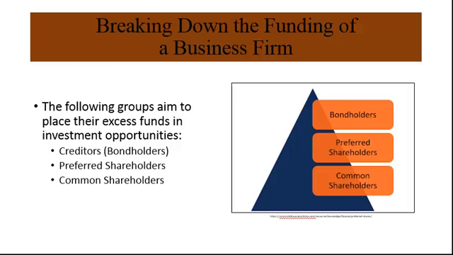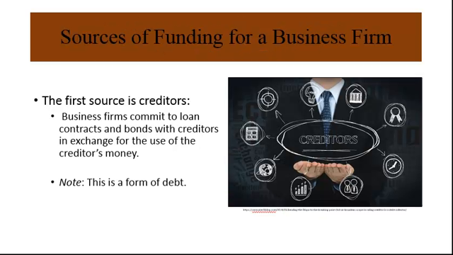All of the sources of funding for a business come from people who have wealth. This includes creditors or bondholders. It includes preferred shareholders, who buy the preferred stock that a company issues, and the common shareholders, who buy the common shares that a company issues. The first source of funding is creditors.